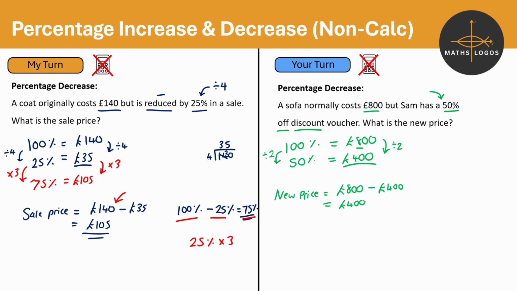Now, if you notice here, the discount is the same as the sale price, and we should expect that because if we start with 100% and we've taken away 50%, it leaves us with 50%, which explains why the discount is the same as the sale price.